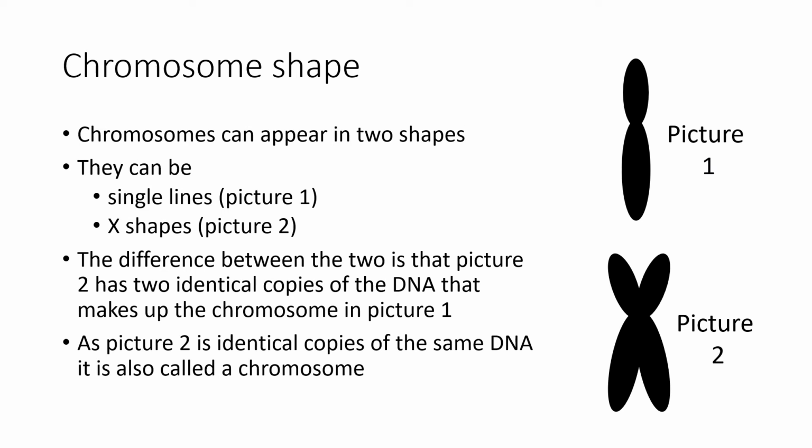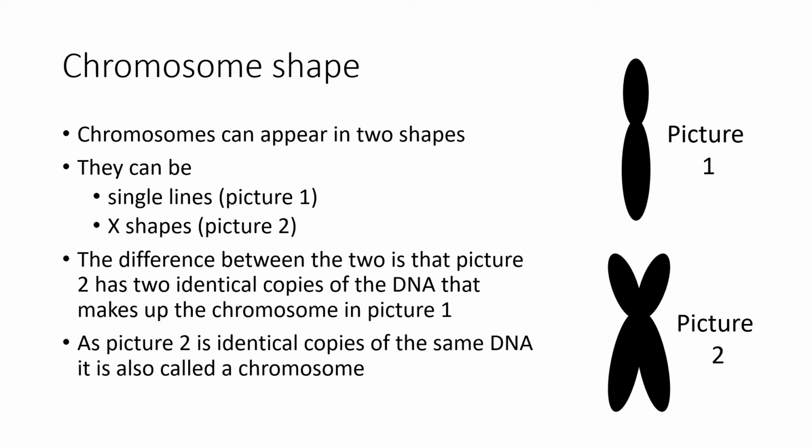Now there's two shapes that you can see chromosomes as. You can see them as single lines like in picture 1, or you can see them in kind of X's as they are in picture 2. And even though they're different shapes, they are both actually the same thing.